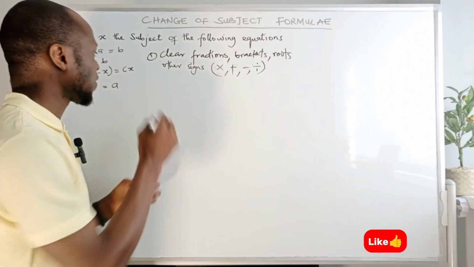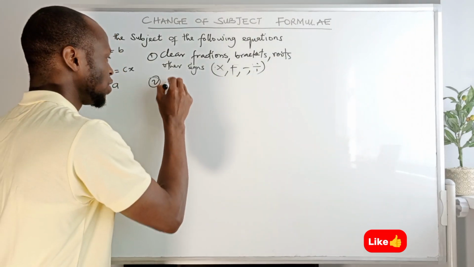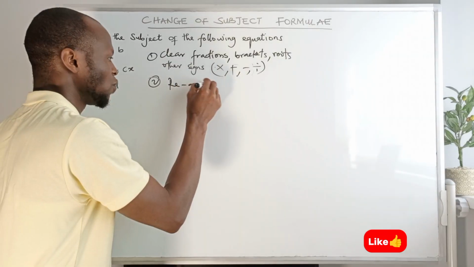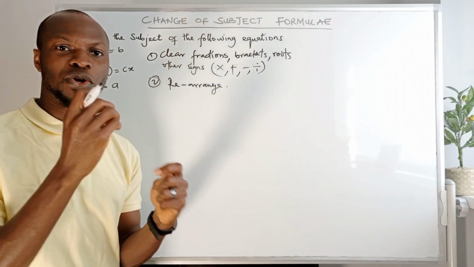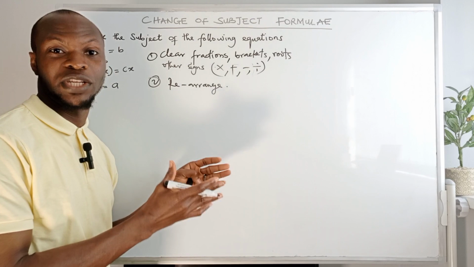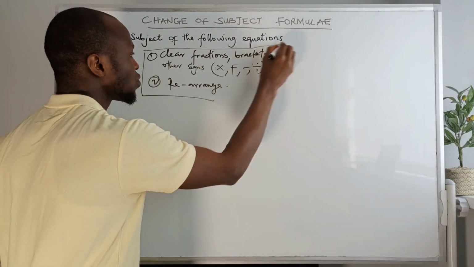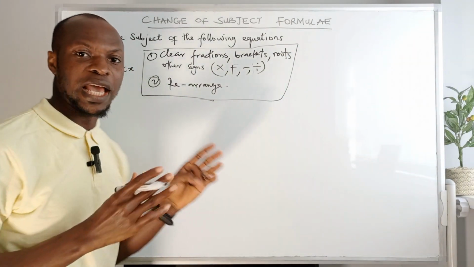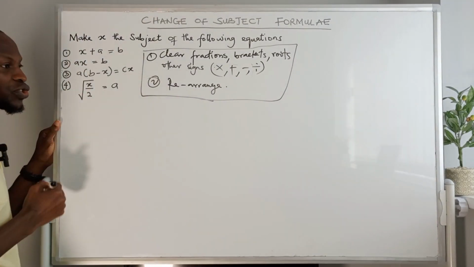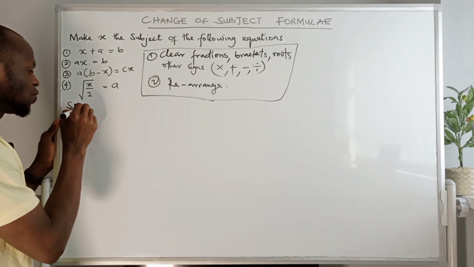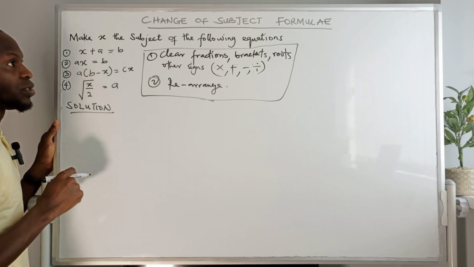Okay. Now, another principle you need to follow is to rearrange. You need to rearrange, whereby you have your requested subject at one side of the equation. So these are the two principles we generally use in solving any change of subject of formula. Okay, let's move on. Let's solve these questions on the board, and you see the way we employ them.